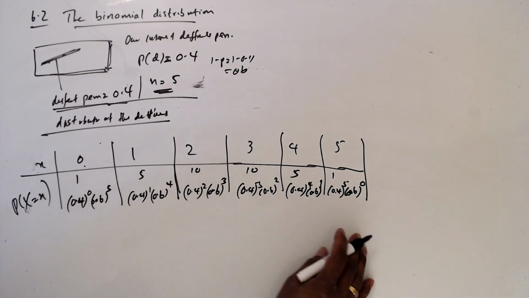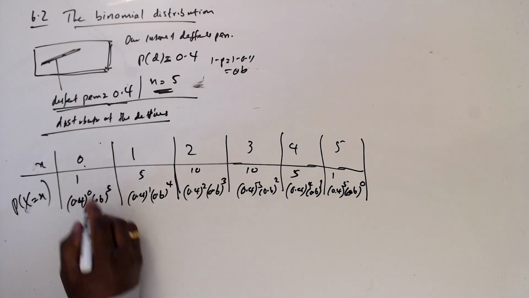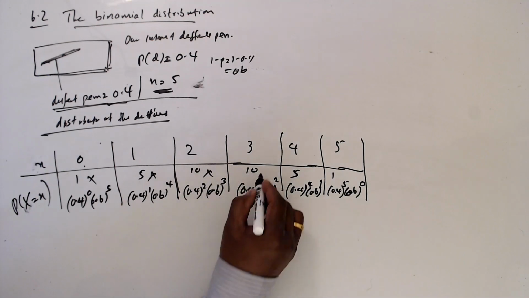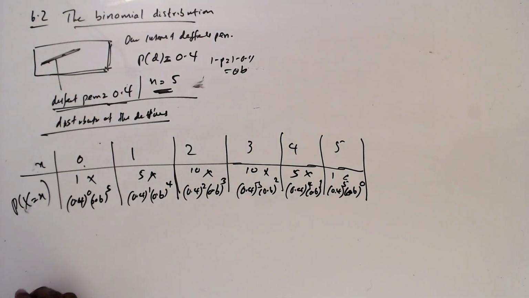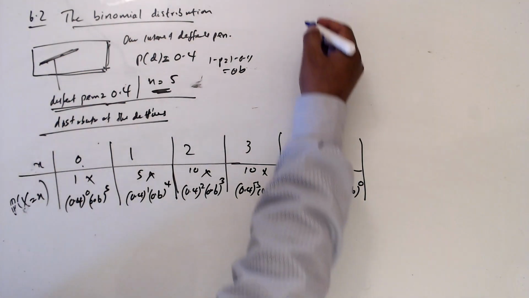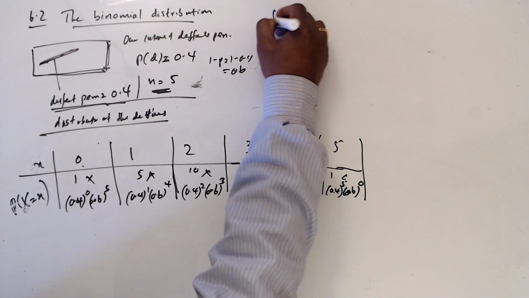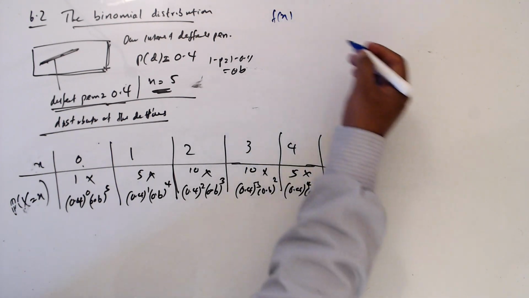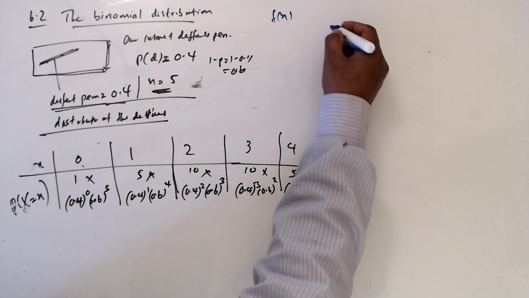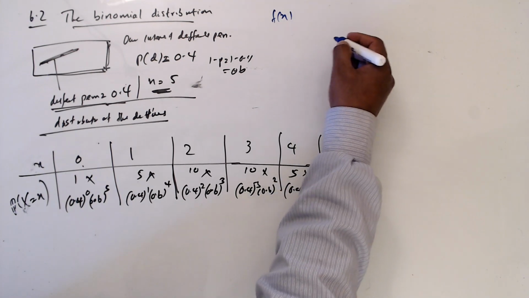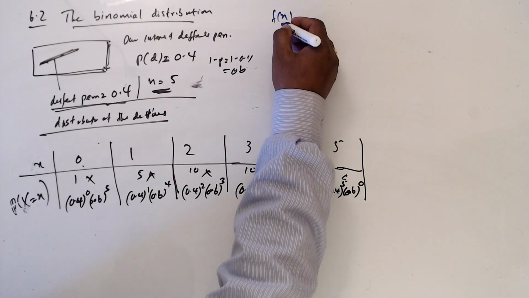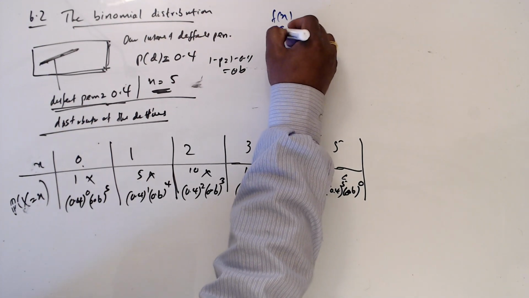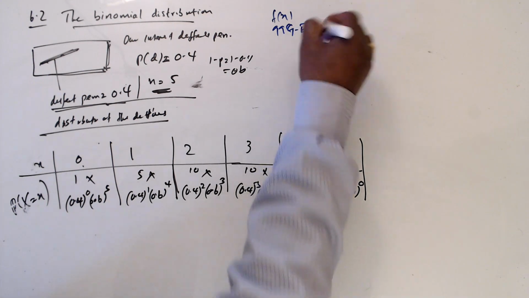Now we wrote the distribution. Now we need to calculate this. We'll see how we can do it from the calculator. We'll use the Casio fx-991DX.